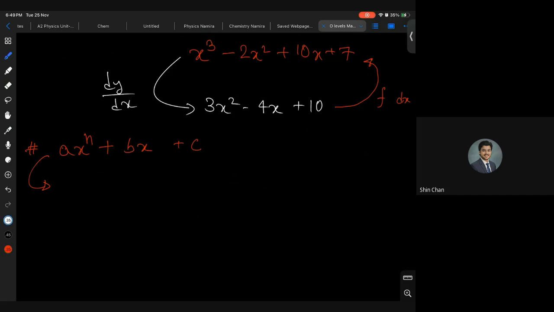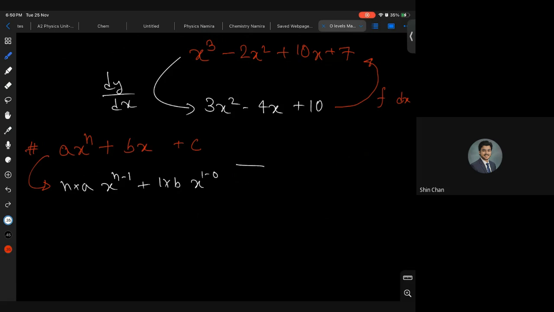And I have to write what, let's say, a into n, or n into a, x to the power n minus 1, and then plus b into, sorry, plus 1 into b, x to the power 1 minus, let's say, what, or 1 minus 0, right? Yeah. And plus c minus 0 is 0. So basically this is the thing.